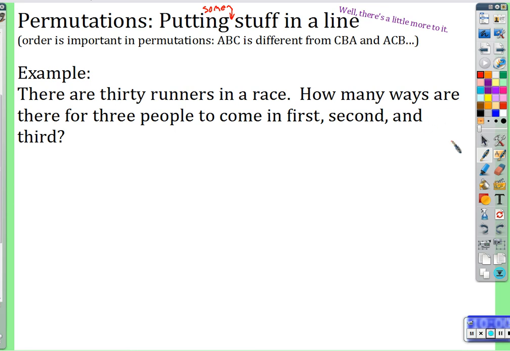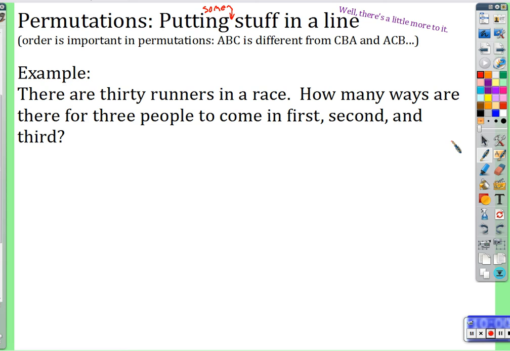Right. So there's your order, first, second, third. It's different. If Joe finishes first and Susie finishes second, they're not going to be very happy if you just switch them arbitrarily. Oh, Susie came first. Whatever name I said came in second.